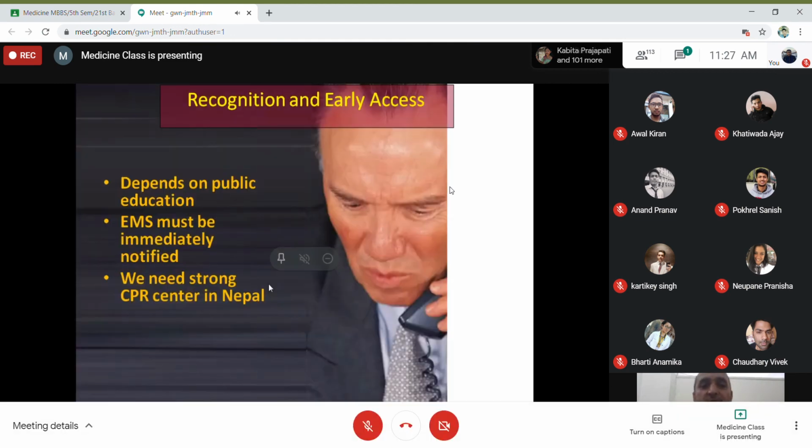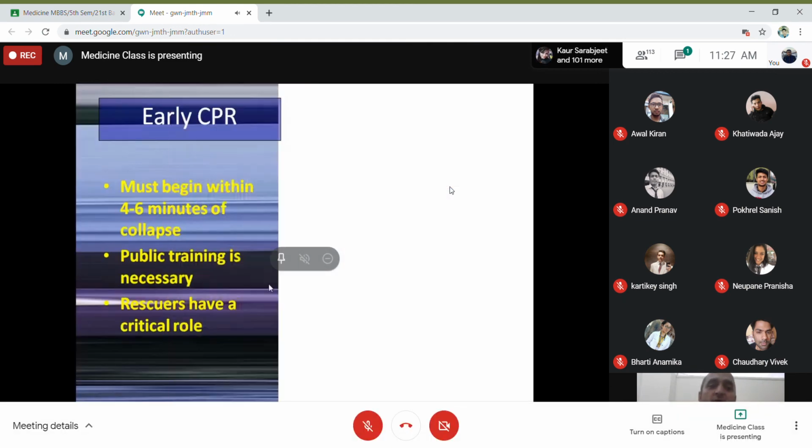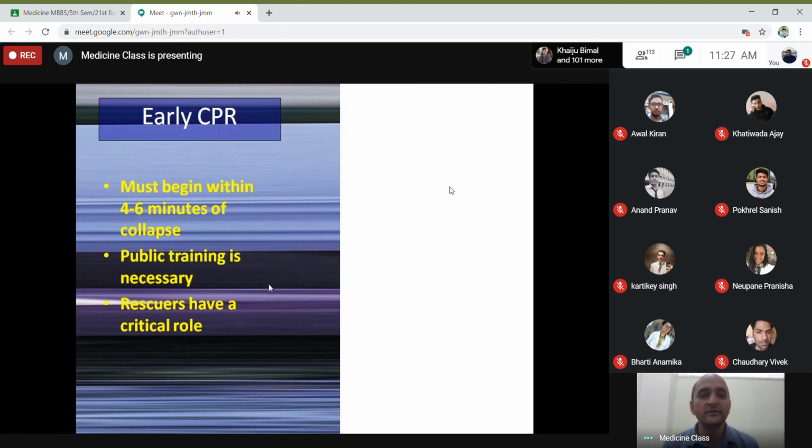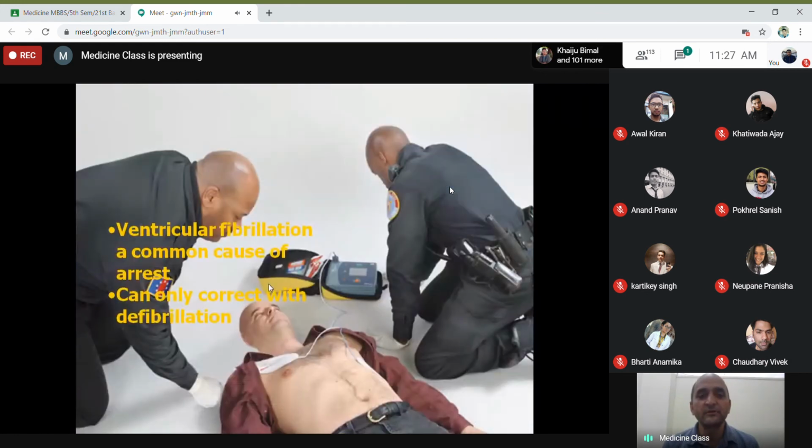So this needs to be there. Another one: early CPR must begin within 4 to 6 minutes to protect the brain from hypoxia. Public training is very necessary and plays a critical role. Then another one: ventricular defibrillation is most important. This is a defibrillator. It looks like in a film of Amitabh Bachchan, with 2 defibrillator plates, like iron plates, usually.